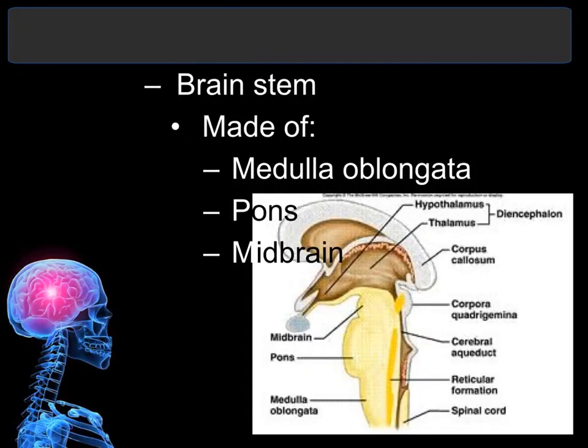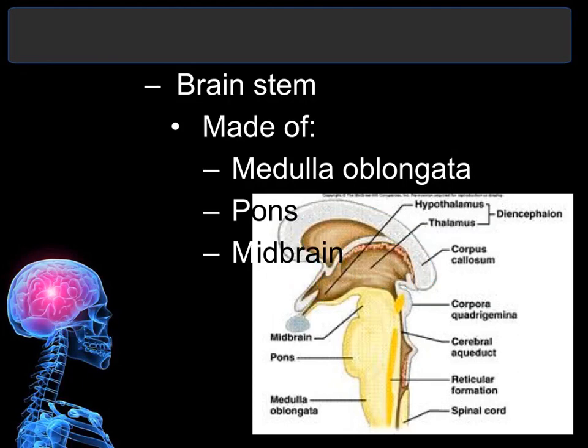Another major portion of the brain is the brainstem. Notice pictured here is the entire diencephalon. The diencephalon is made up of the thalamus, which is the major portion, and then kind of sitting anterior and just below is the hypothalamus. So those 2 areas right there make up the diencephalon.